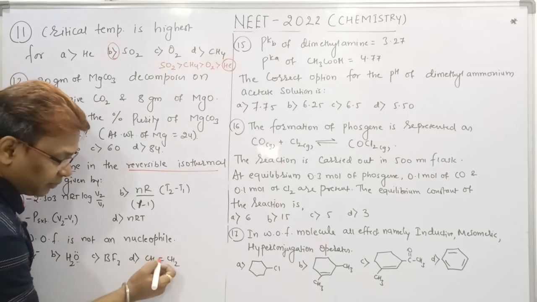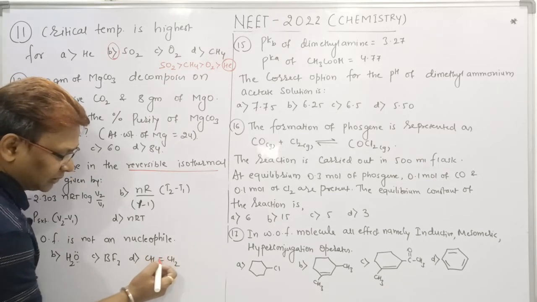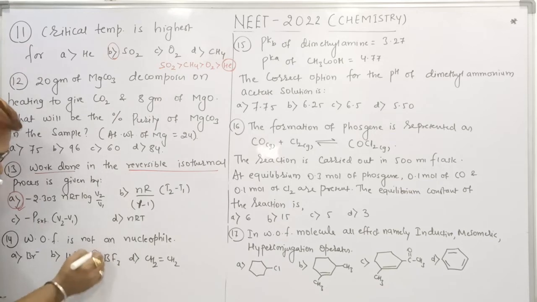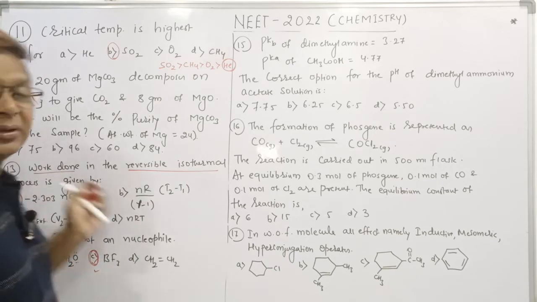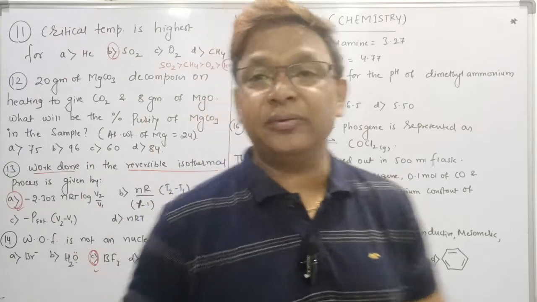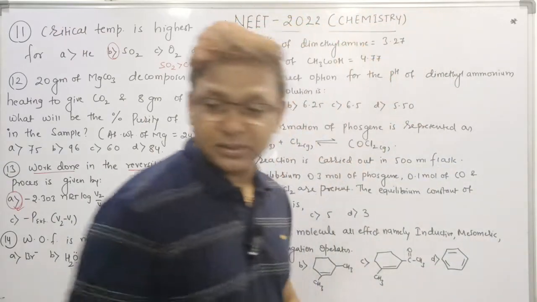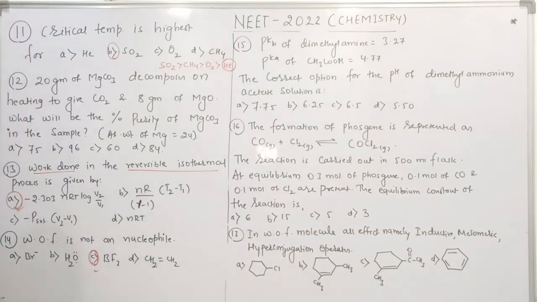But it is a pi bond. A pi bond means pi electrons, with a tendency to donate, so it acts as a nucleophile. BF3 acts as an electrophile. It is not the nucleophile. Right? Now come to the next question, which we have to solve. What is that, question number 12?